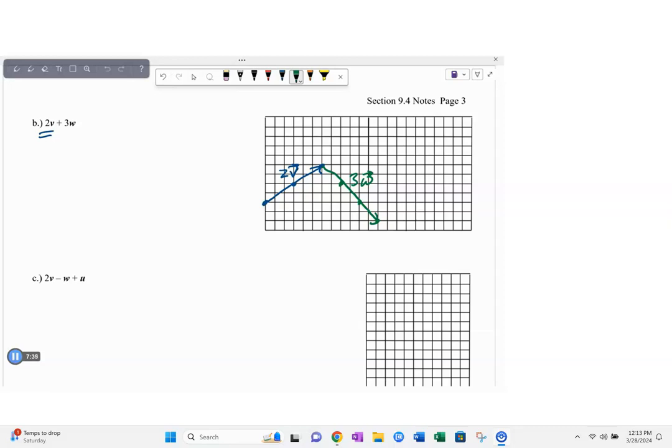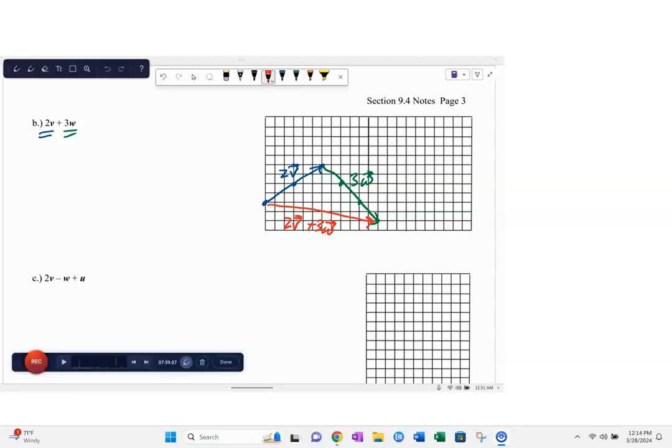3 times w. So the resultant vector, remember we're adding 2v plus 3w, is I started here and I ended here. So there's my 2 vector v plus 3 vector w. That's my resultant vector in red. Any issues on that, you guys?